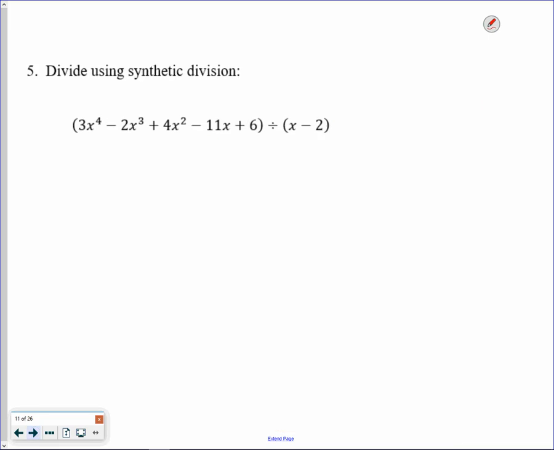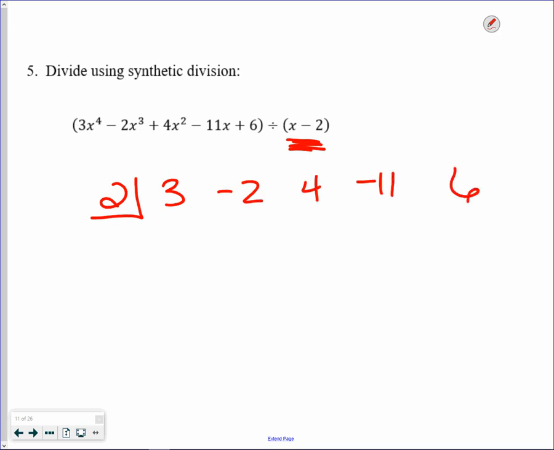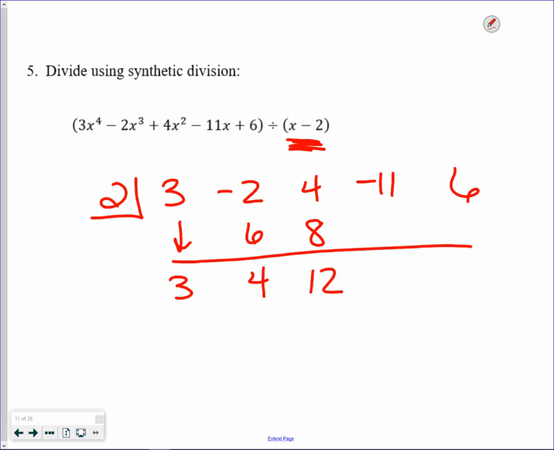Synthetic division. Always look, when you are dividing by just a binomial, you can use synthetic division. You would use the opposite value as your divisor. Pull down all the coefficients. Notice that there's none missing, so I don't need to put in any zeros. Pull down the first number. 2 times 3 is 6, and I add. 2 times 4 is 8, and I add. 2 times 12 is 24, and I add. And 2 times 13 is 26, and I add.